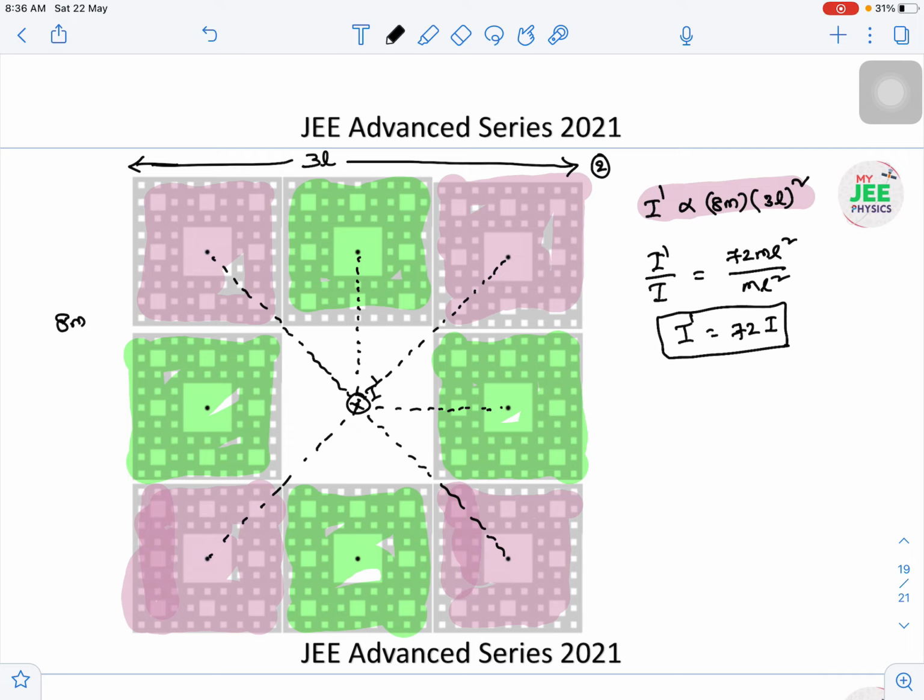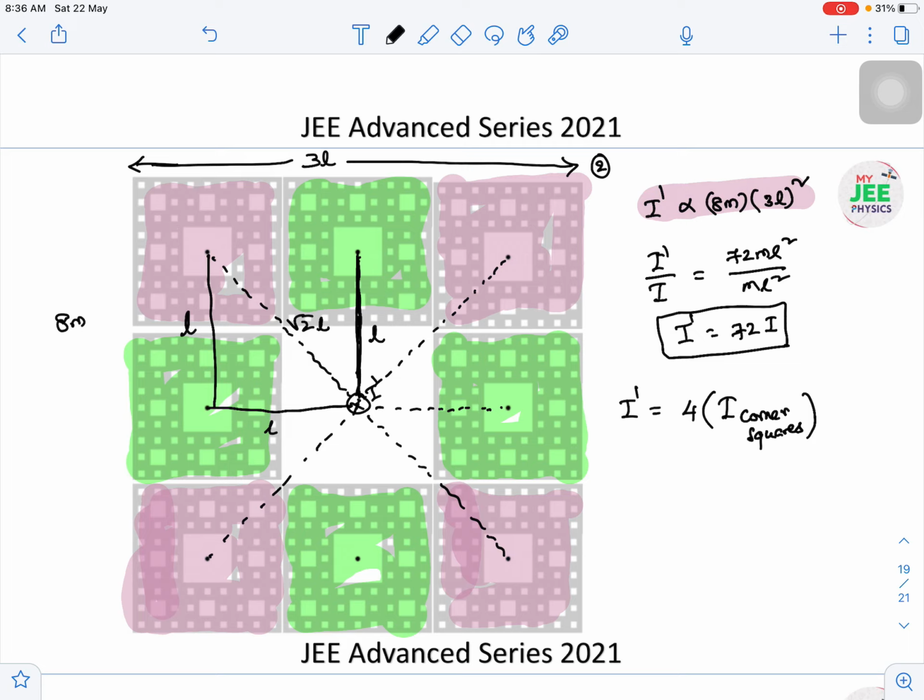Obviously this length would be L, even this length also L, then the corner squares will be at a distance of root 2 L, whereas this is L by 2 and this is L by 2, so this length will be L. So now I can write down the I dash value as 4 times the moment of inertia of the corner squares.